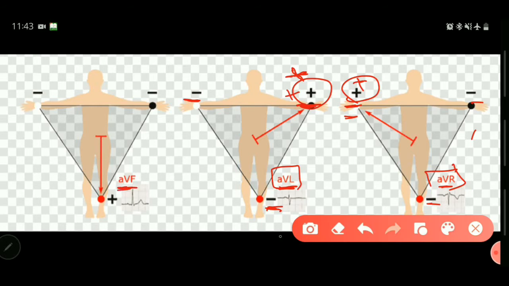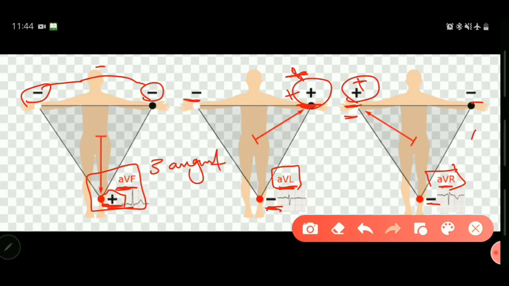For the aVF, we put the positive electrode on the left leg, while we put the negative electrodes on the left hand and the right hand, because we want to measure the potential difference on the left leg. So we put the positive electrode on the left leg, and the negative electrodes on the left hand and the right hand. Okay, and that is aVF. So those are the 3 augmented limb leads.